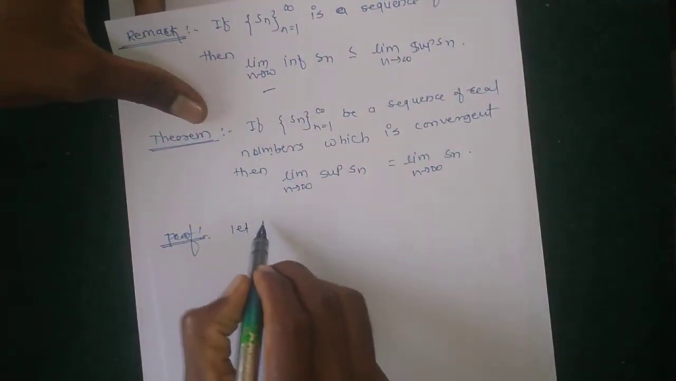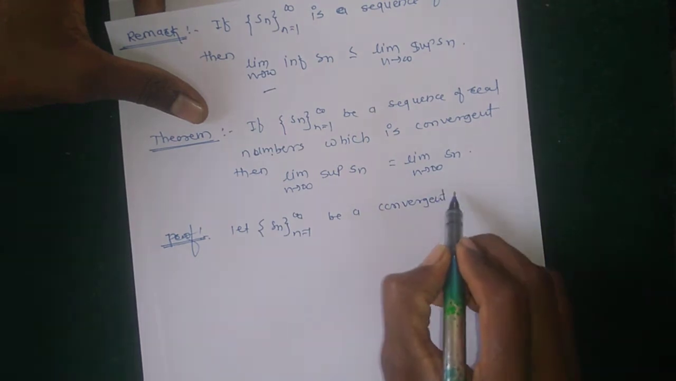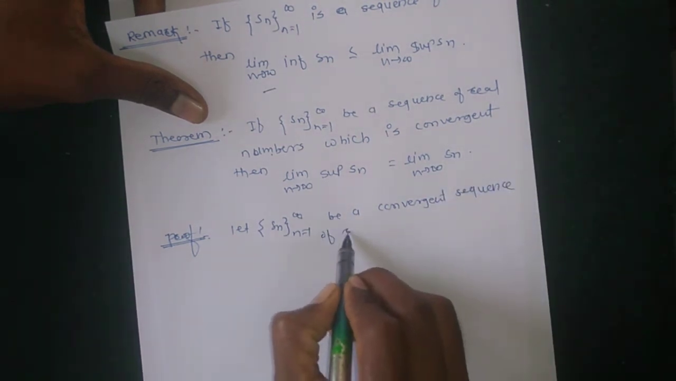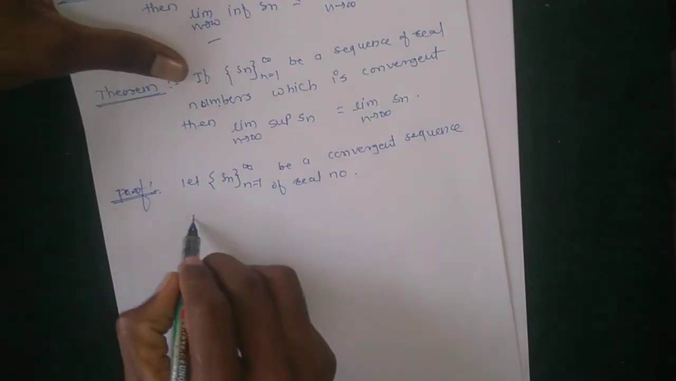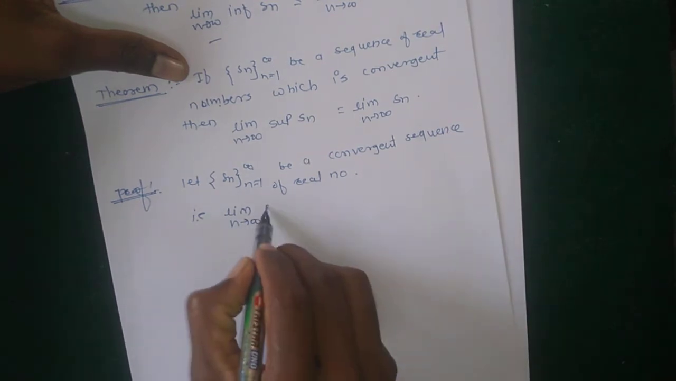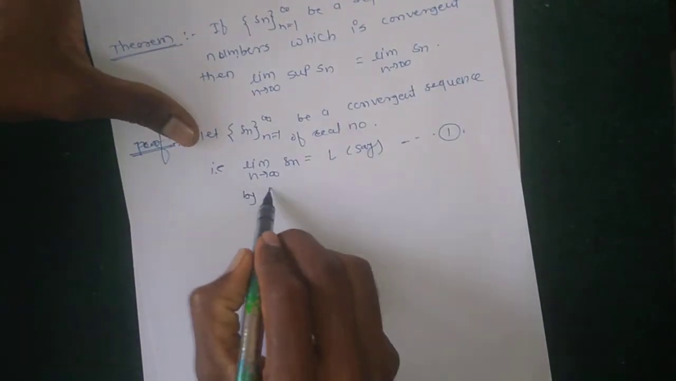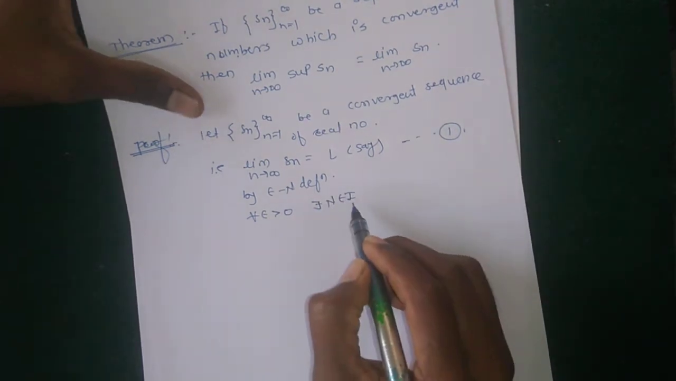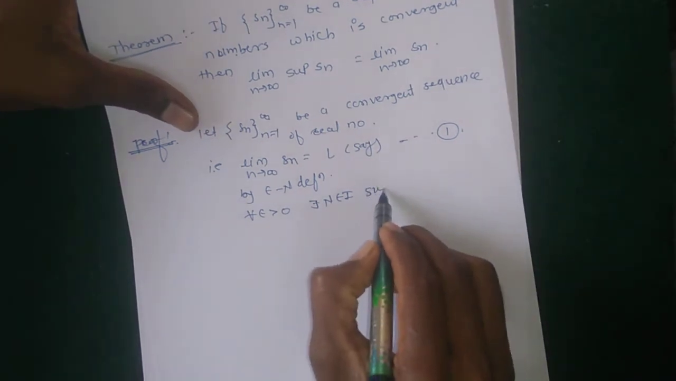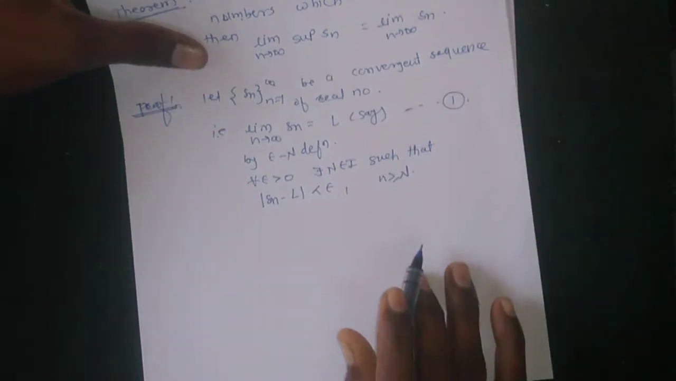Okay, so the proof of our theorem is: let the sequence Sn be a convergent sequence of real numbers, which implies that it has a limit, say L. Since the given sequence has limit L, by the epsilon-N definition, for all epsilon greater than 0 there exists a positive integer N belonging to the set of positive integers such that mod Sn minus L is less than epsilon for all n greater or equal to N.